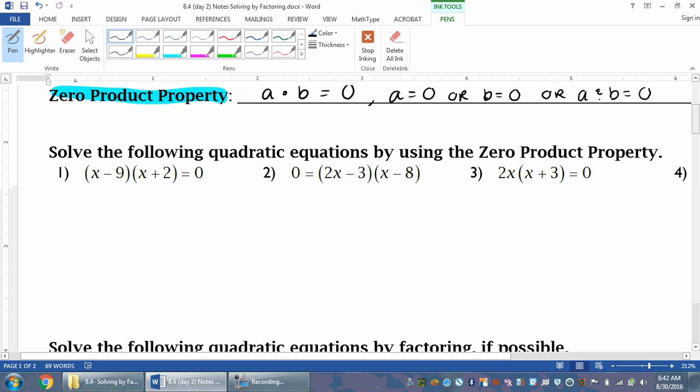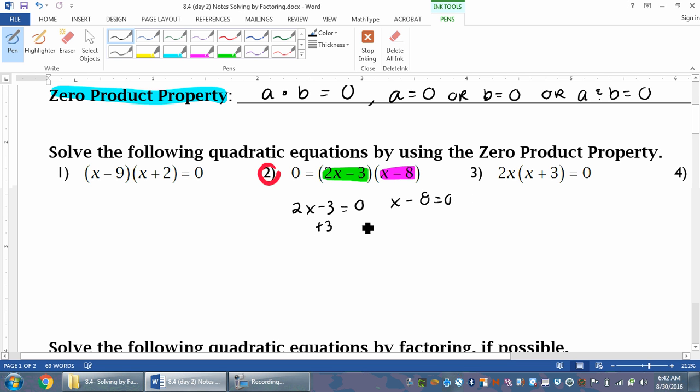So for example, let's start with example number 2. If you notice, the left-hand side is already factored. I have 2x minus 3 times x minus 8. If I multiply those two binomials together, I'm going to get 0. So what do I know by the zero product property? I know either 2x minus 3 is equal to 0 or x minus 8 is equal to 0. I'm going to go ahead and solve each equation.